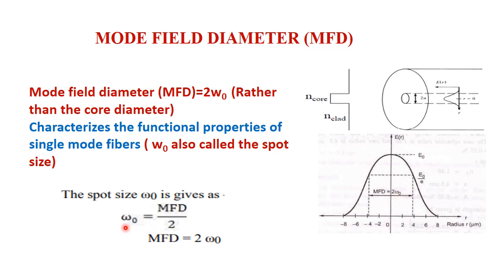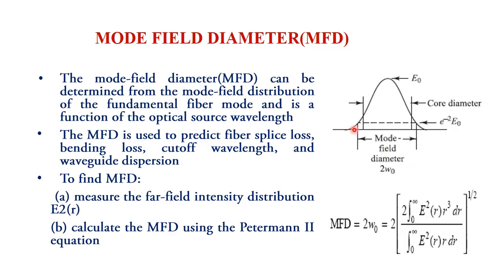So spot size can be calculated from the mode field diameter divided by 2, so that it is omega naught. And this gives the E of R, which is the field distribution. This mode field diameter can be determined from the mode field distribution of the fundamental mode of operation. And this is used to predict fiber splice loss, bending loss, as well as cutoff wavelength. And we can also calculate the waveguide dispersion.